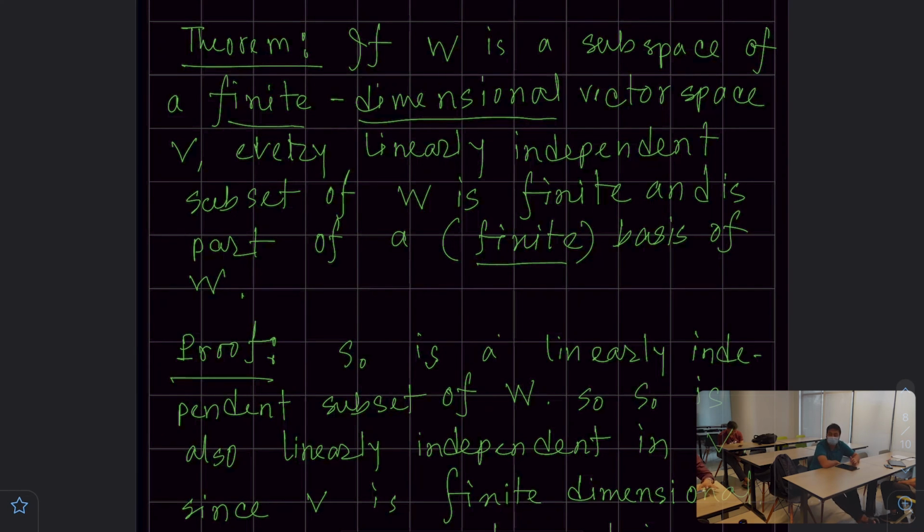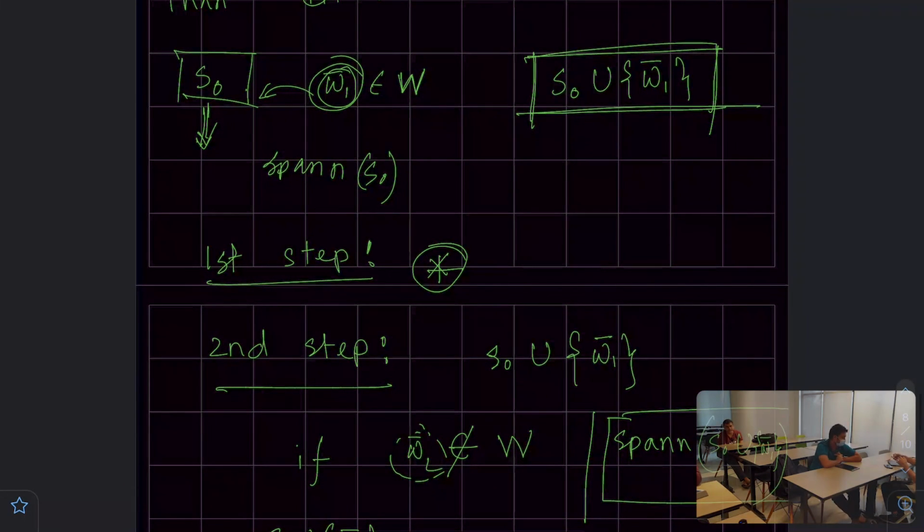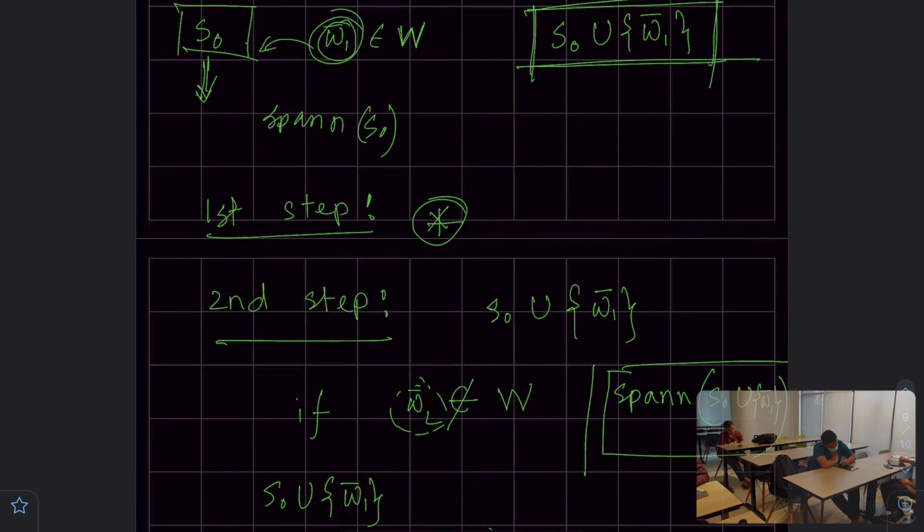Okay. So you can always do this step to find the basis of a vector space or a subspace. What you need to do is find an element W1 first that is not in the span of the linearly independent set S0. Then you can construct the set S0 union W1. Then you have to check again, and after n steps you will end up with the basis of that. Okay.